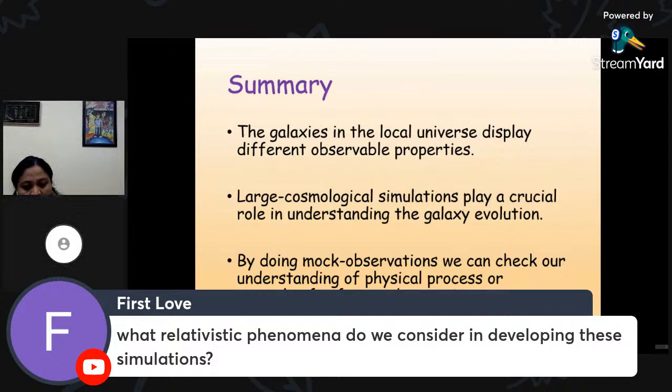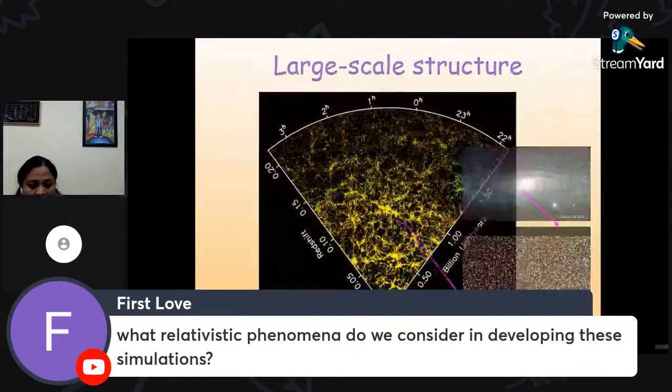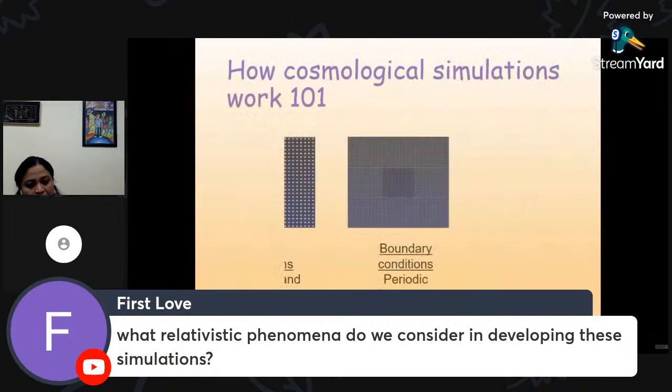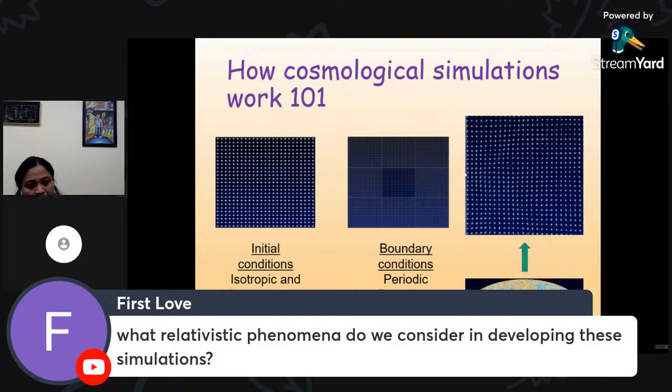So in the initial condition, when I showed you this picture, let me go back. So in this simulation, when we said that we put in the information of the CMB into the initial condition, going from the CMB to this initial condition requires a lot of knowledge of general relativity, or cosmology in general. So that information goes into the initial condition.